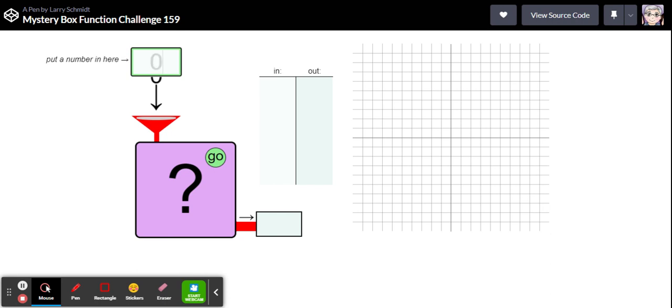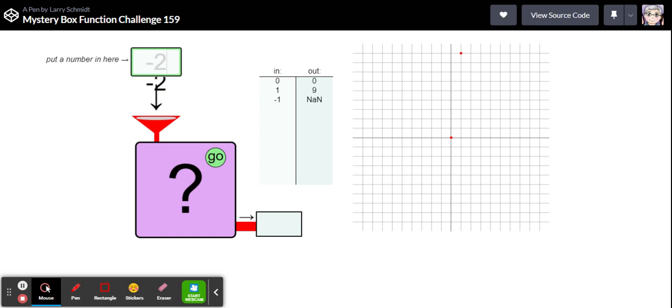Alright, let's try a 0. Okay, so 0 gives us 0. How about a 1? 1 gives us 9. Wow. Let's try a negative 1. Not a number. So are we dealing with a square root function? We've seen that not a number a lot when we try to take the square root of a negative.